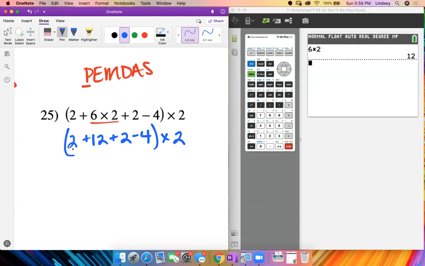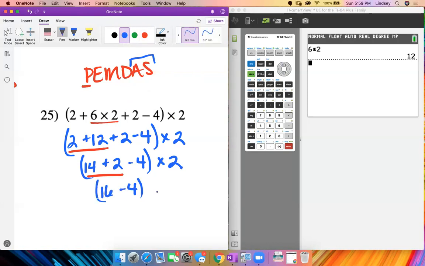All right, now I have addition, addition, and subtraction according to order of operations. When I have addition and subtraction, I do whichever one comes first from left to right, which in this case is addition. So 2 plus 12, I'll get 14 plus 2 minus 4, all that's still in parentheses, times 2. Once again, addition comes first from left to right. So I'm going to have 16 minus 4 times 2. One more operation within my parentheses is 16 minus 4, which is 12.